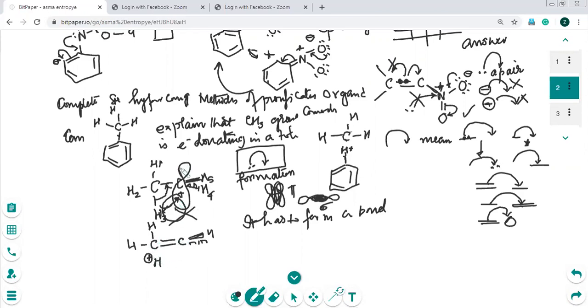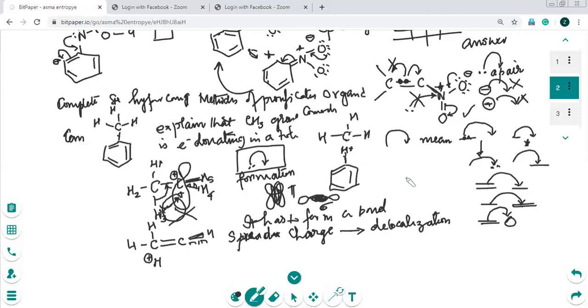So effectively, the positive charge which was there on this carbon is getting shifted to this hydrogen. Am I right? That is spreading of positive charge. Spreading of charge. Spreading the charge is known as delocalization.